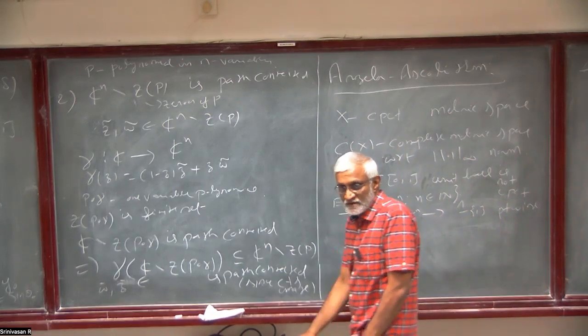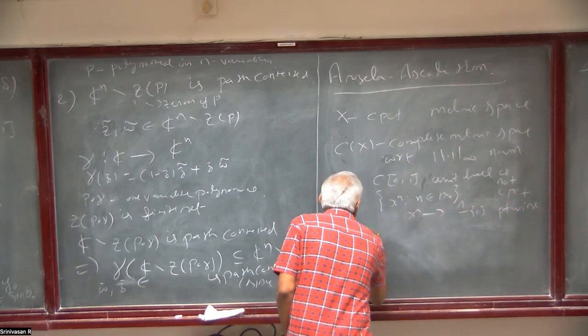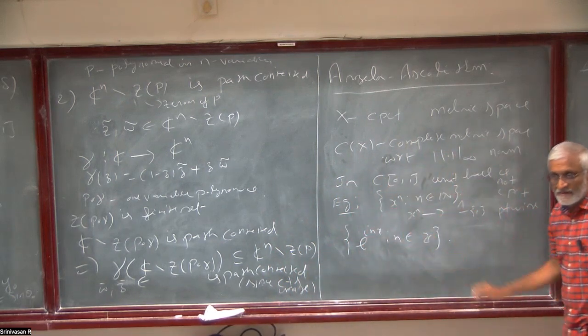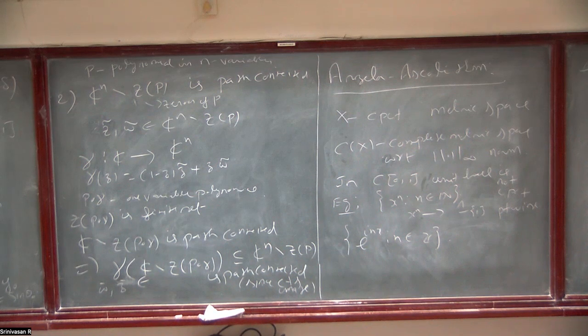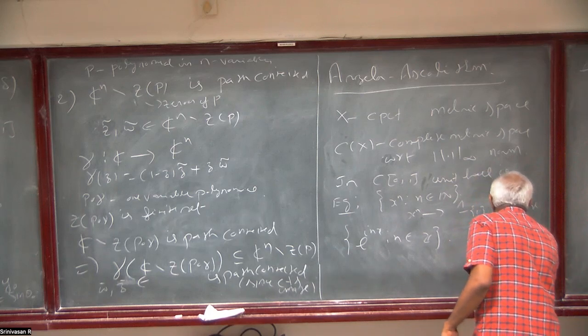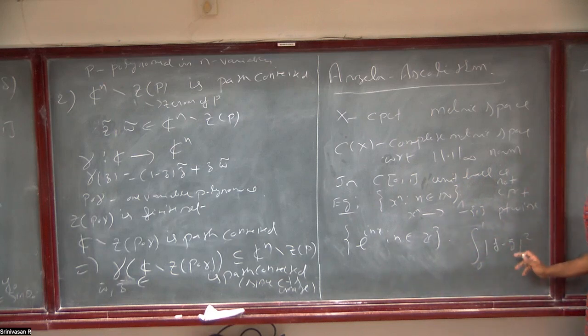So it is not uniformly convergent. So this does not have a uniformly convergent subsequence. Another example I said is e power inx, where n is a natural number, doesn't matter. This does not have a convergent subsequence. You can do it in two ways. One is you can compute the distance between e power inx and e power imx for n not equal to m. It is easy to compute in the L2 norm, f minus g whole square in this norm.